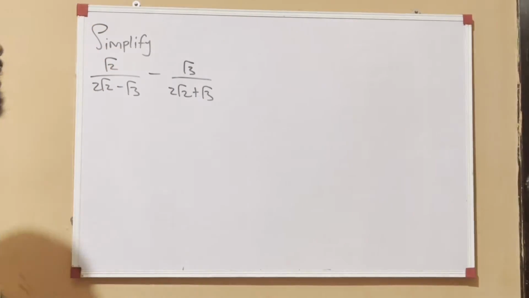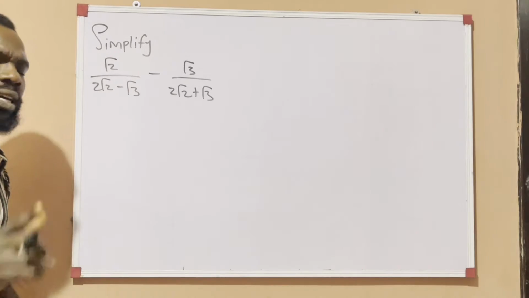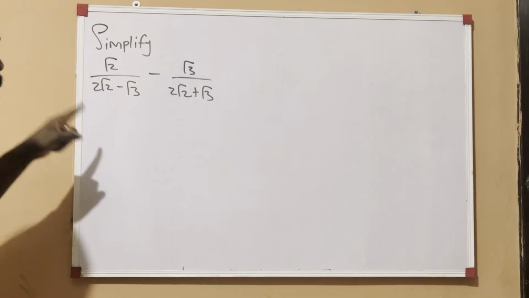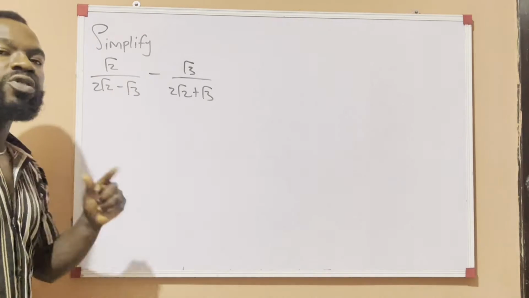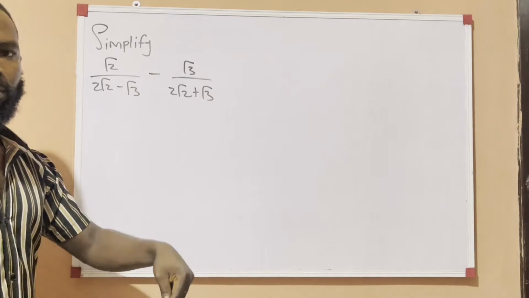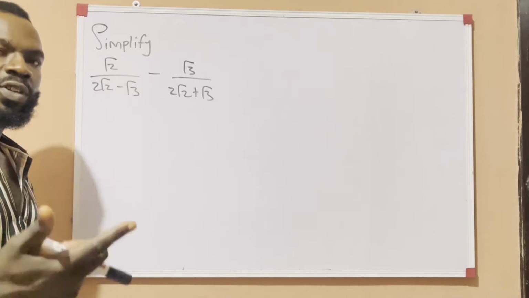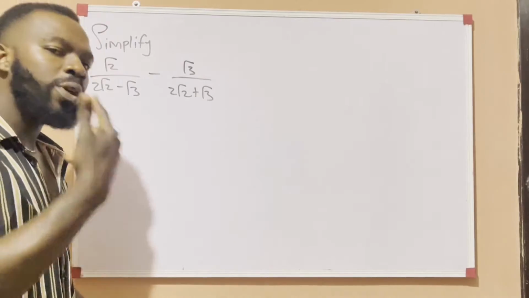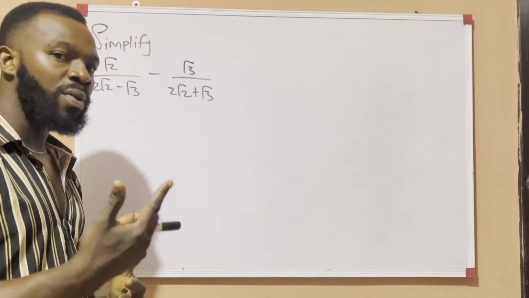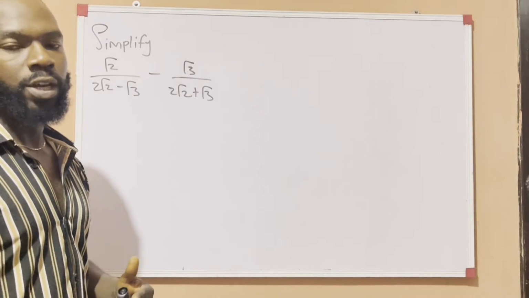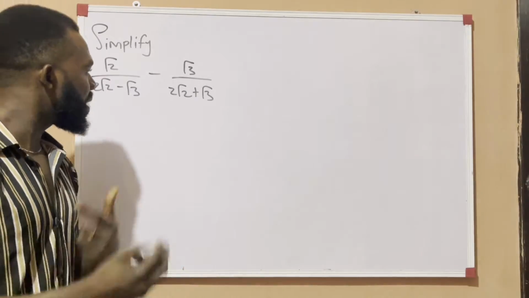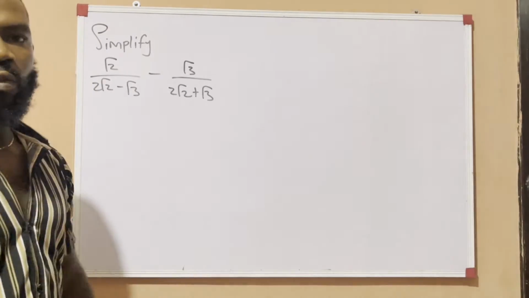Now, when we have a question like this, it means we have to rationalize. And why are we rationalizing? We are rationalizing because of the root sign at the denominator. Rationalization is the process of eliminating or removing the root sign from the denominator of a fraction. This is the basic step we're going to be applying in solving this question.